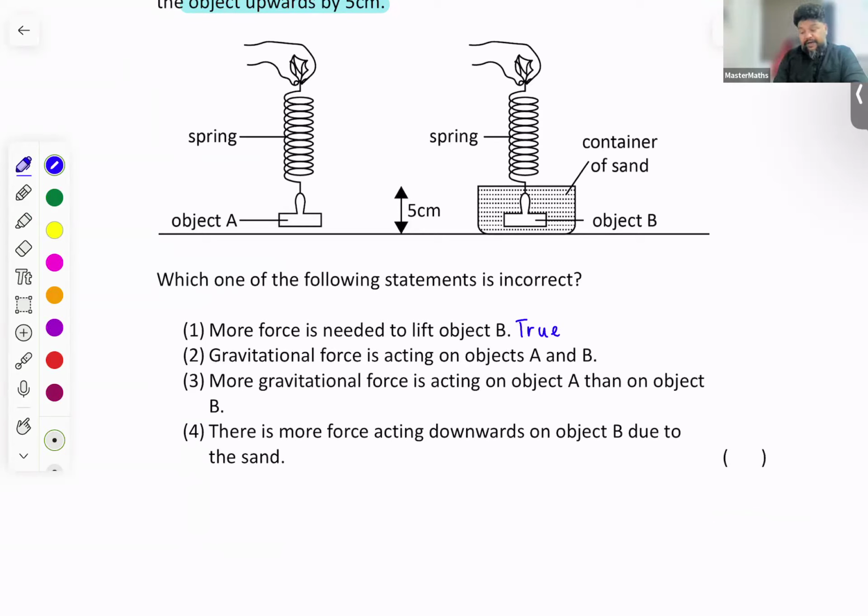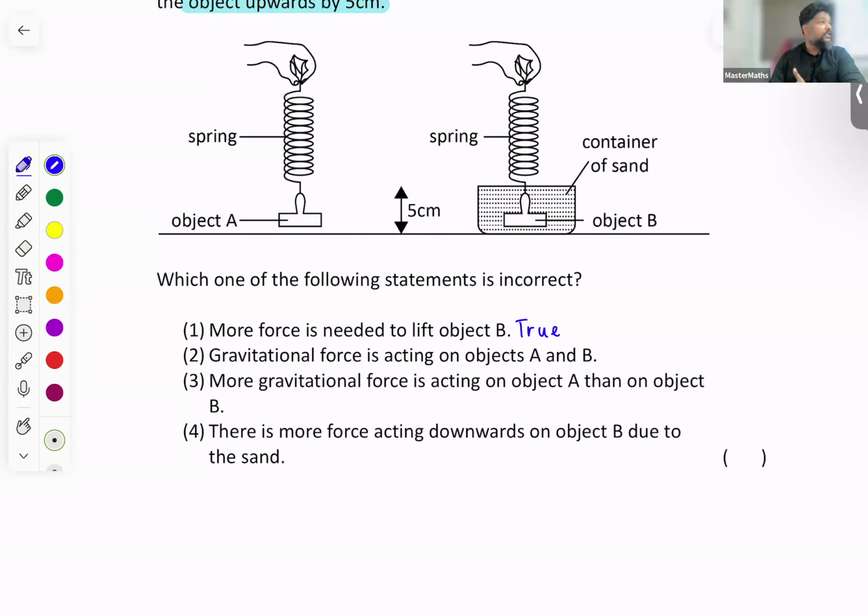Gravitational force is acting on both A and B. Is that true? Yes. Why is it acting on A and B, Lashira? Why? Oh, we talk about gravity, not spring. Why is gravity acting on A and B? Simple answer. No need to think too much. Why?